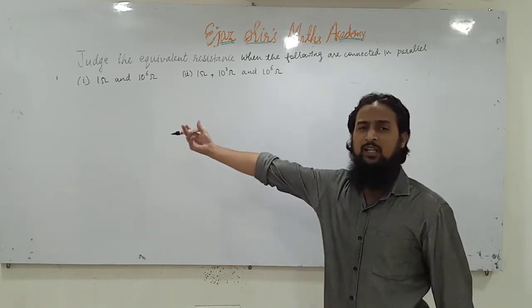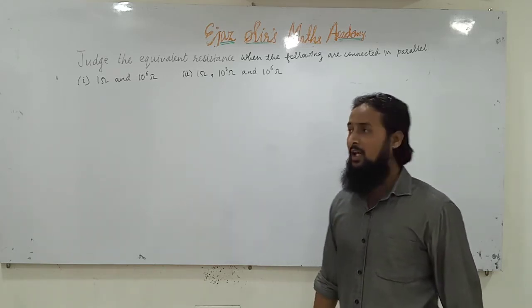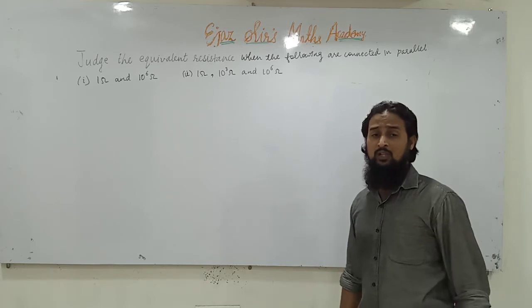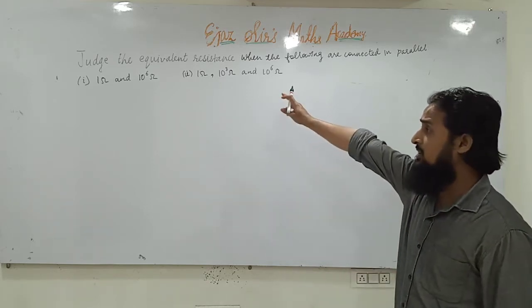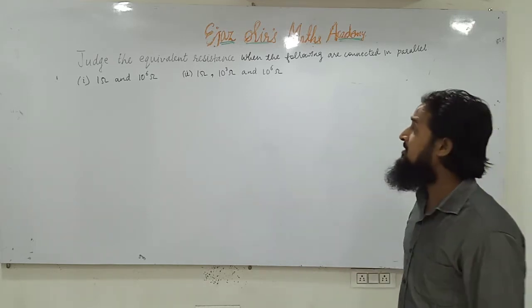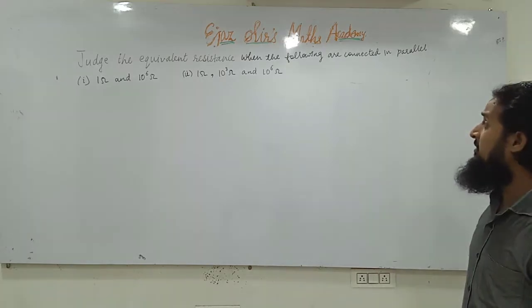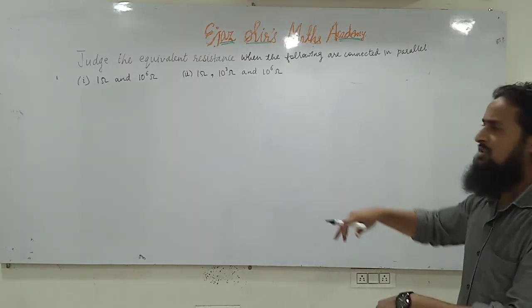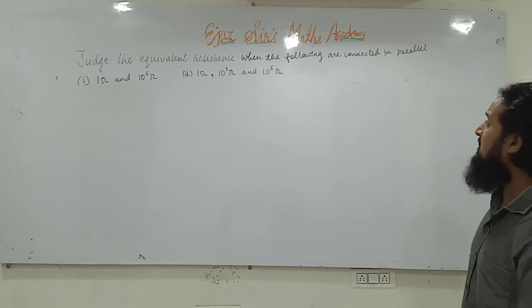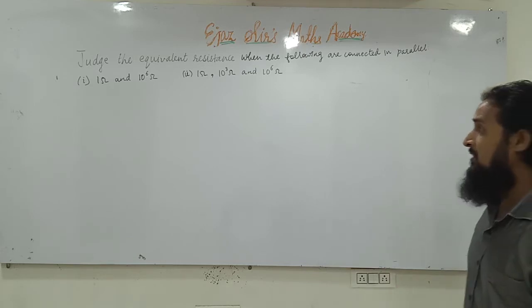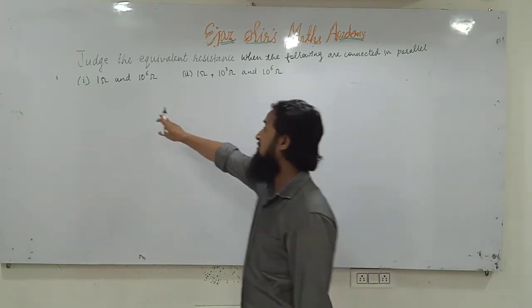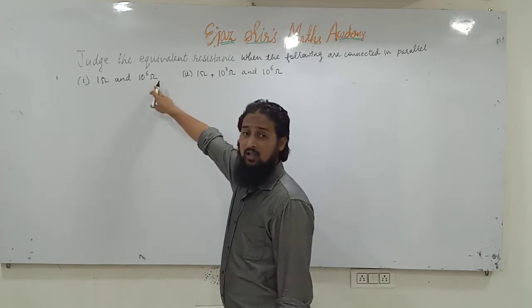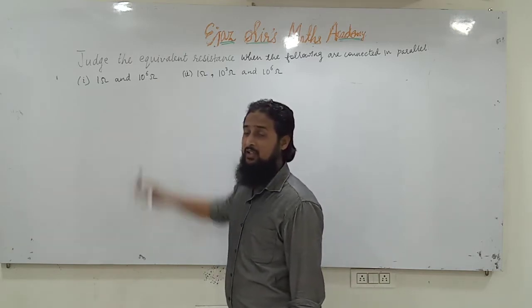We have almost finished the electricity chapter and let us now do the numerical questions. See, this is the first numerical question in the exercise, and it says: judge the equivalent resistance. Exercise means in-text questions. Judge the equivalent resistance when the following are connected in parallel: a 1 ohm resistance and a 10 raised to power 6 ohm resistance.